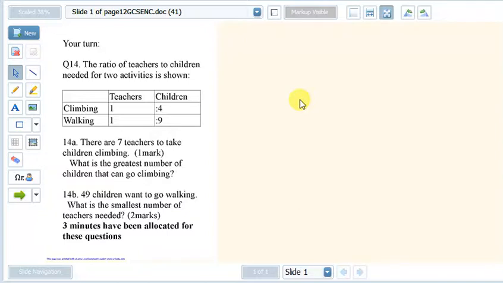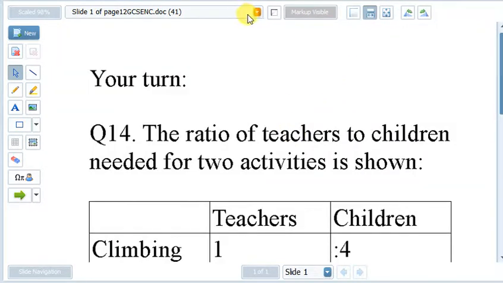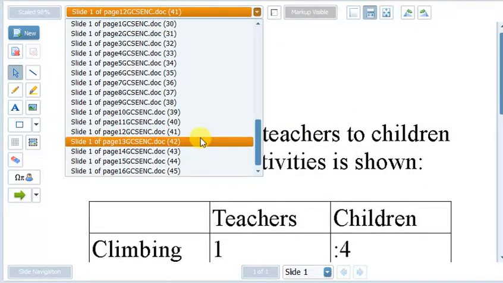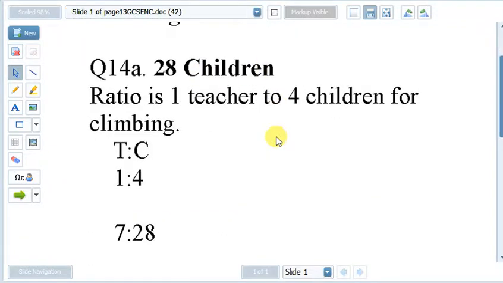14A. There are 7 teachers to take children climbing. What is the greatest number of children that can go climbing? Okay, so basically the ratio of teachers to children required for climbing is 1 teacher for every 4 children.